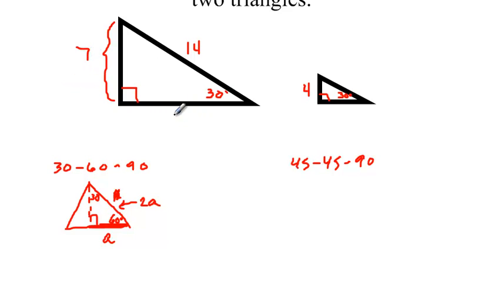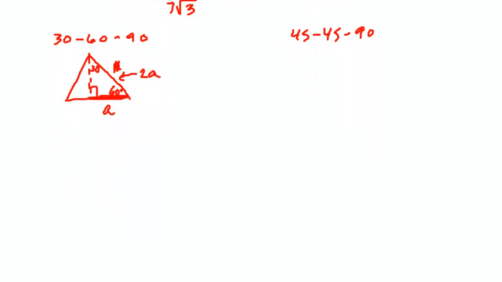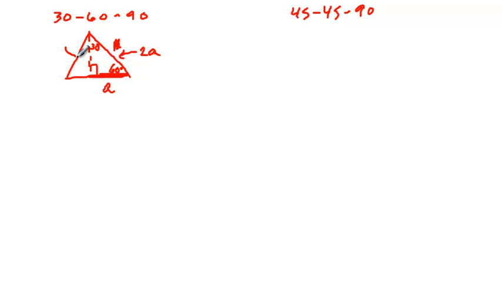And now we can use the Pythagorean Theorem to find this third side. But a special property of the 30, 60, 90 is that this third side will always be equal to the shorter leg, 7, times the square root of 3. And we can prove that. So let's go back to this general example here. So this leg, we'll call it b.